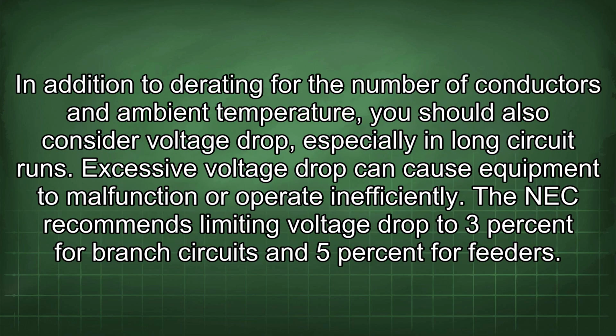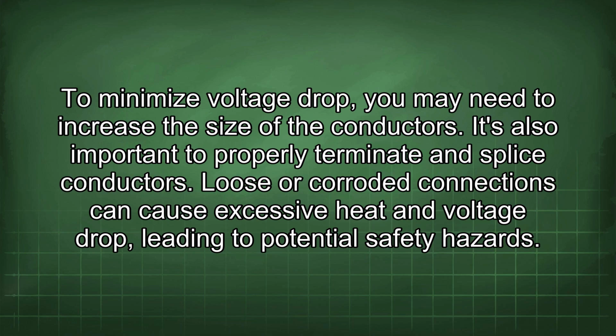In addition to derating for the number of conductors and ambient temperature, you should also consider voltage drop, especially in long circuit runs. Excessive voltage drop can cause equipment to malfunction or operate inefficiently. The NEC recommends limiting voltage drop to 3% for branch circuits and 5% for feeders. To minimize voltage drop, you may need to increase the size of the conductors.